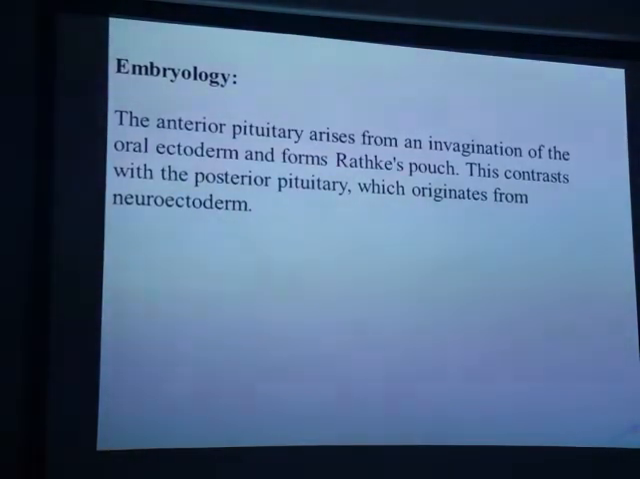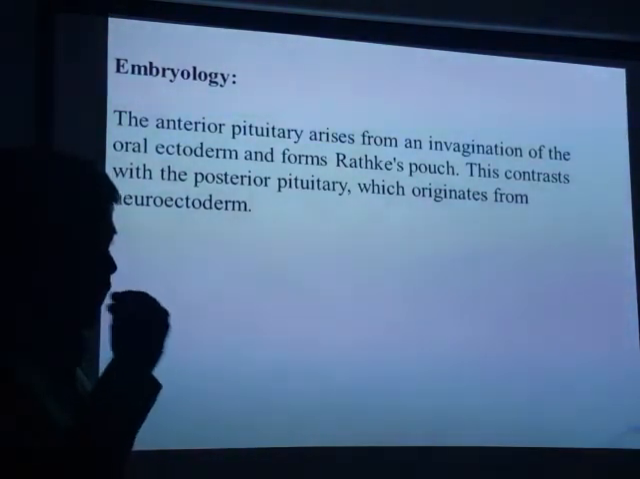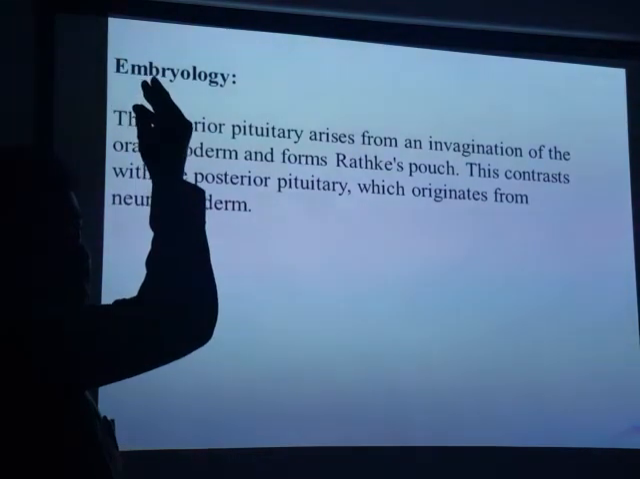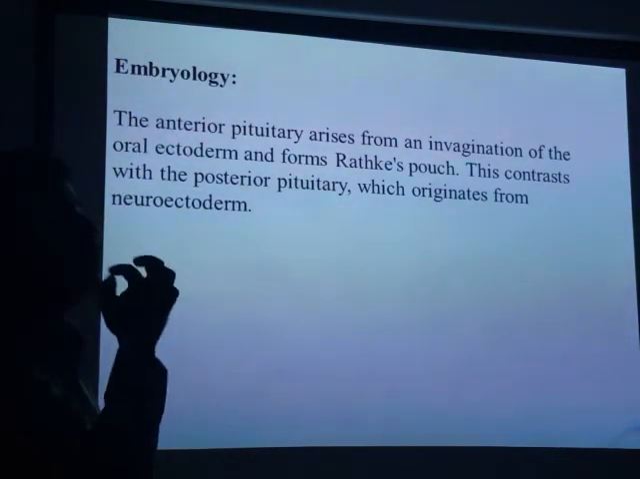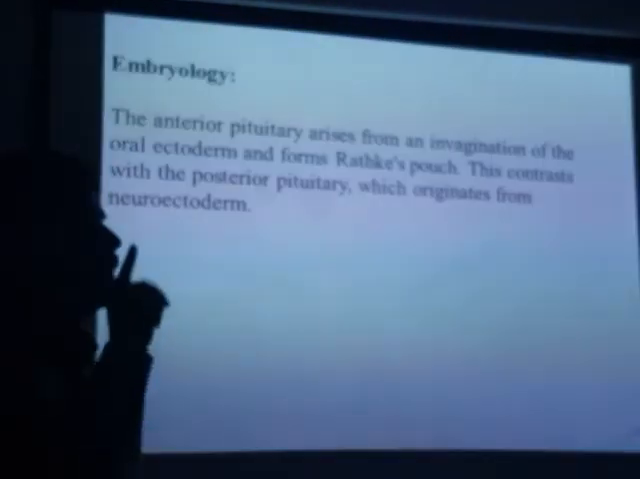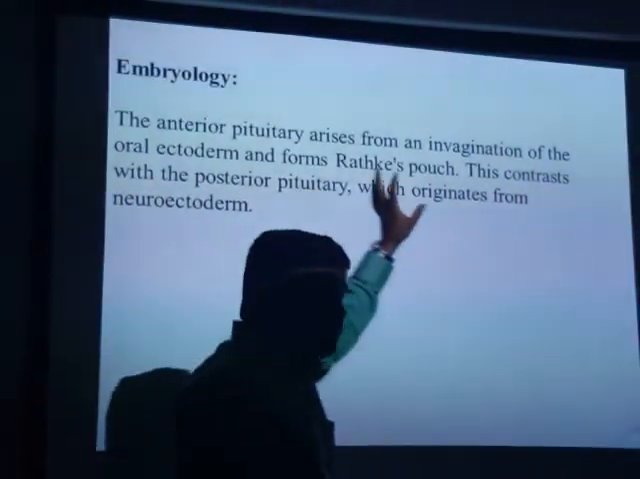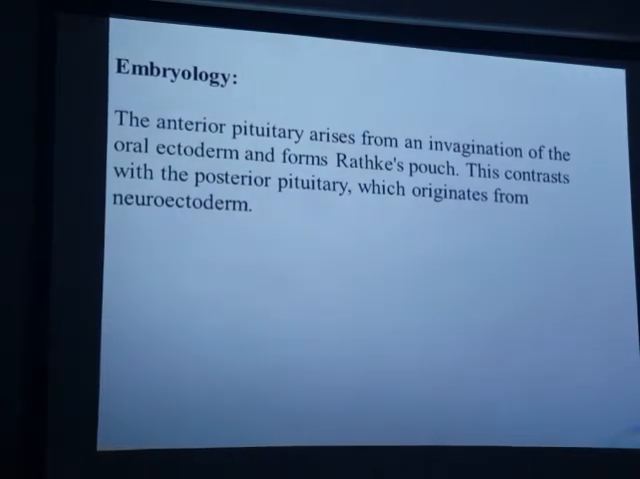Before going into the details, you should know one point about the embryology. Many of the glands in the body develop from endoderm, but this gland develops from ectoderm. It develops from the oral ectoderm and then invaginates. That's why sometimes there may be a connection between the base of the brain and the oral cavity, which is a remnant of Rathke's pouch. So the pituitary gland develops from Rathke's pouch, which is an invagination of the oral ectoderm. Remember this.